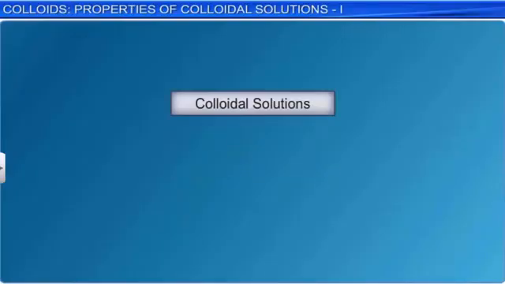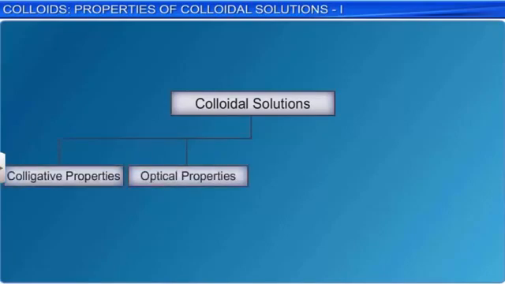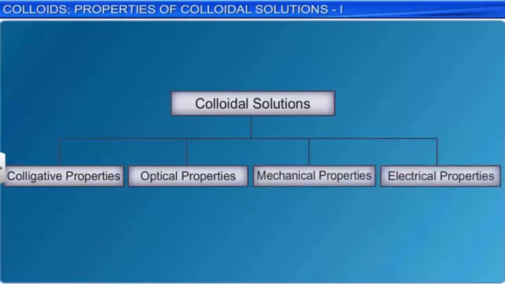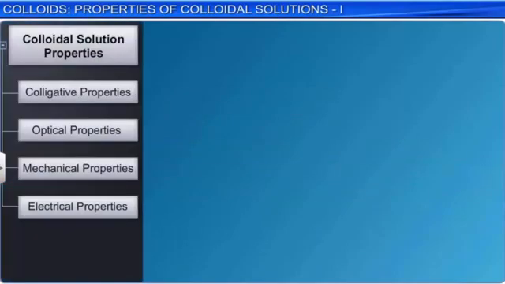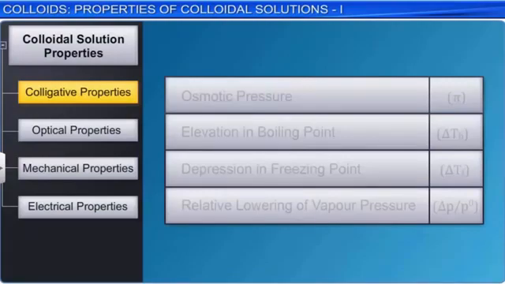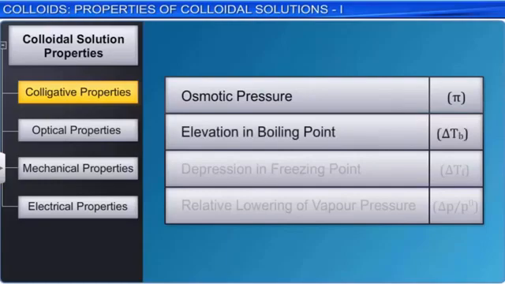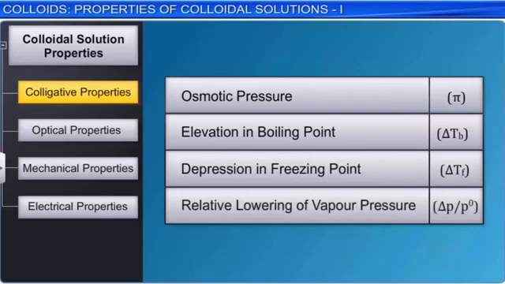The properties exhibited by colloidal solutions can be classified as colligative properties, optical properties, mechanical properties, and electrical properties. Let us first discuss their colligative properties. Colloidal solutions exhibit the colligative properties osmotic pressure, elevation in boiling point, depression in freezing point, and relative lowering of vapor pressure, in the same way as true solutions do.